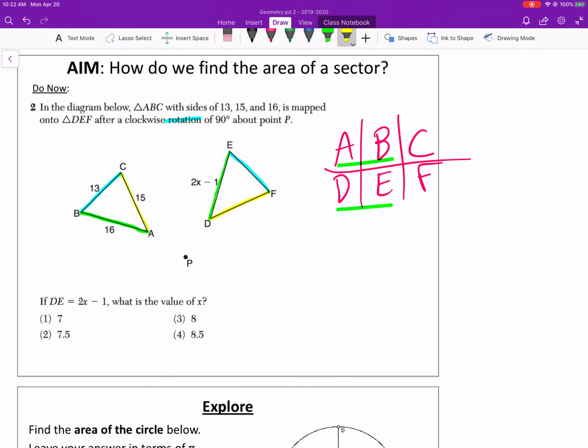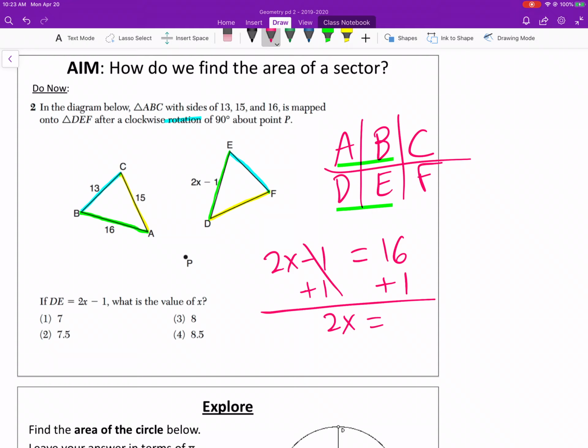Sometimes it's difficult to really visualize where the sides ended up, but if they give you the order of the letters, use it. So we know 2x minus 1 is the exact same thing as 16. So you can set up your equation that they're equal and solve. We get 2x is now equal to 17 after we added 1 to both sides. Now divide by 2 on both sides and we get x is equal to 17 over 2, which is equal to 8.5. Choice 4.